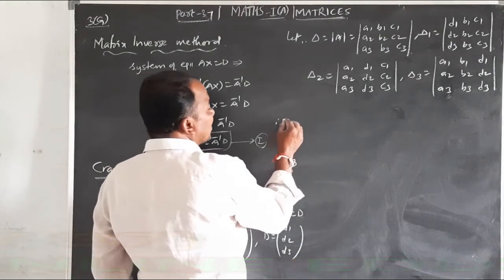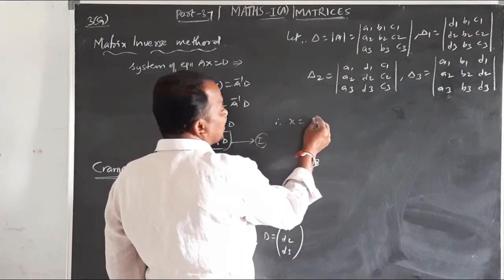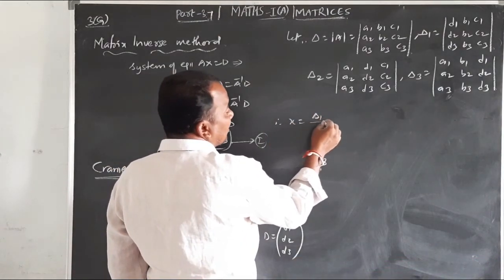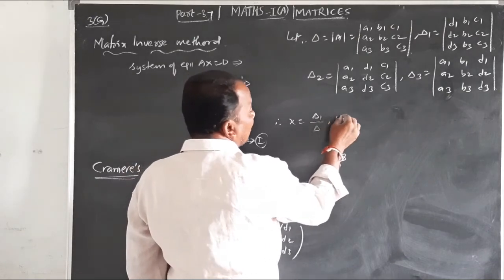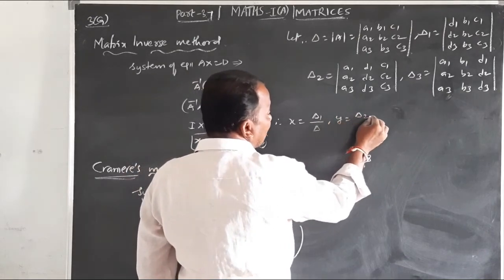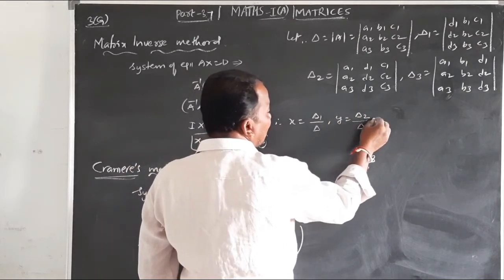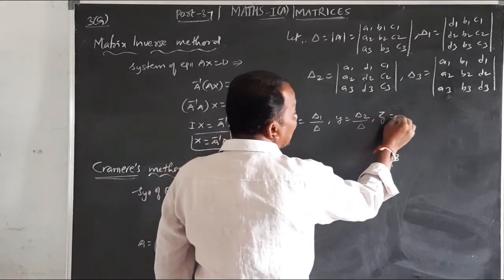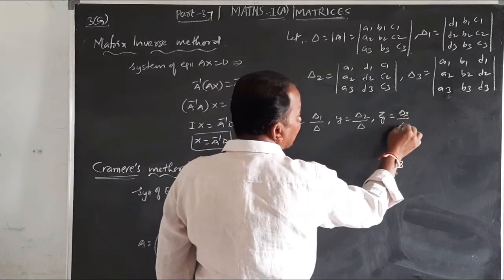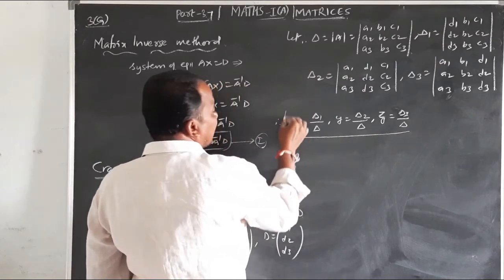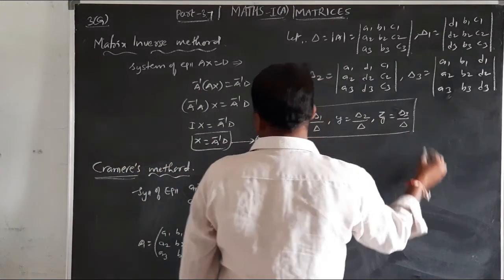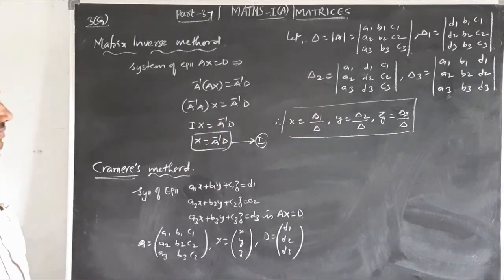Now the solutions: x equals delta 1 by delta, y equals delta 2 by delta, z equals delta 3 by delta. This is called Cramer's method. The two methods are the inverse matrix method and Cramer's method.